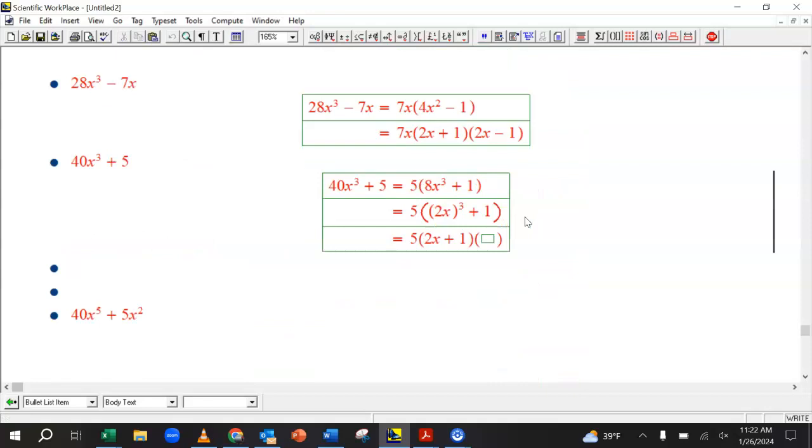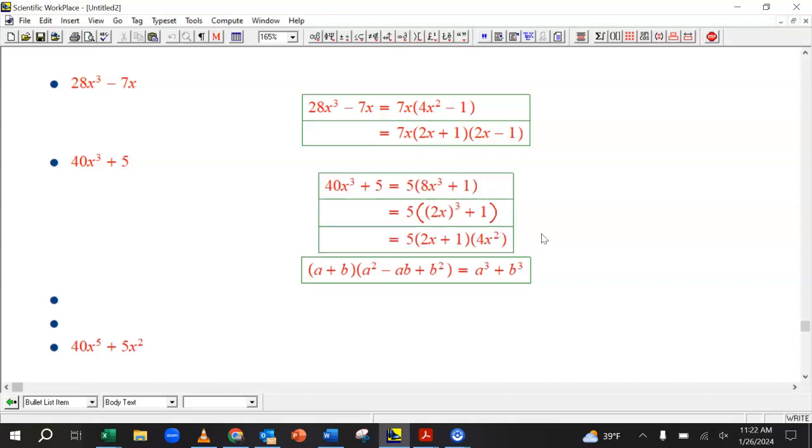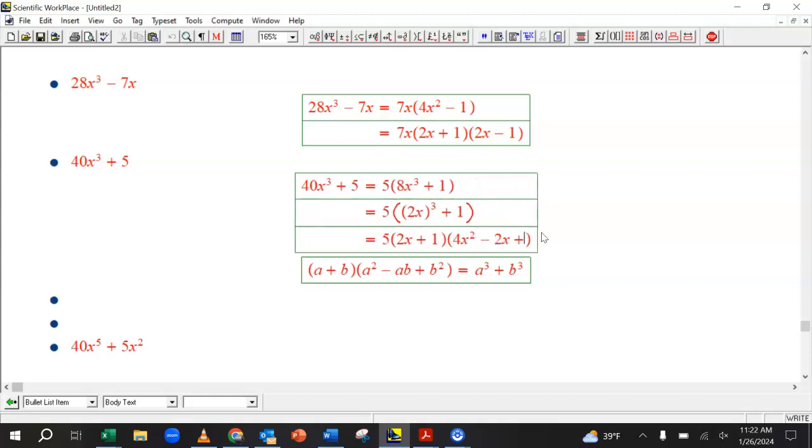And we'll remind ourselves just like right here. Okay, so the a is 2x, the b is 1. So it's going to be a plus b, and then a squared, that's going to be the quantity 2x all squared, or I'm going to write it as 4x squared, minus 2x plus 1. Okay, so we had to factor out a 5 to see that. We had to deal with the 2 here, work that correctly. That's definitely a little more challenging.